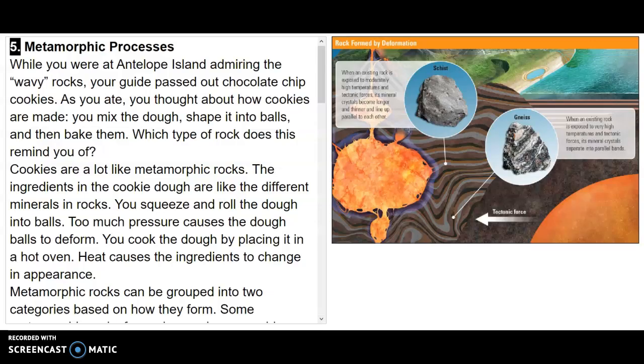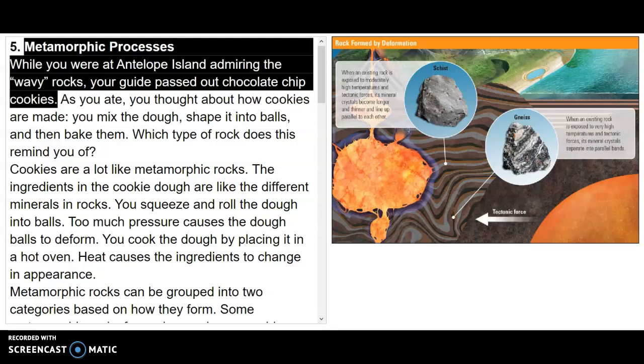This is Lesson 4, Section 5, Metamorphic Processes.